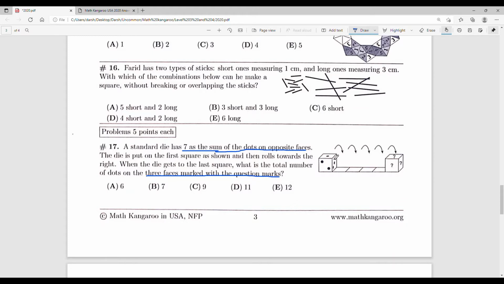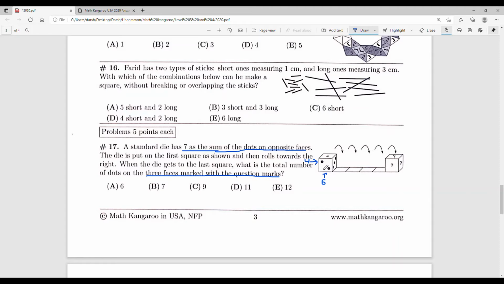So, let's see and find out how the dots rotate. But before we do that, let's figure out the opposite faces. So it says 7 is going to be the sum of the dots on the opposite faces. So, what plus 1 equals 7? We know 6 plus 1 equals 7. So right now on the bottom face, we have a 6. Now what plus 3 equals 7? Well, we know 4 plus 3 equals 7, so we have a 4 on this face opposite to the 3.